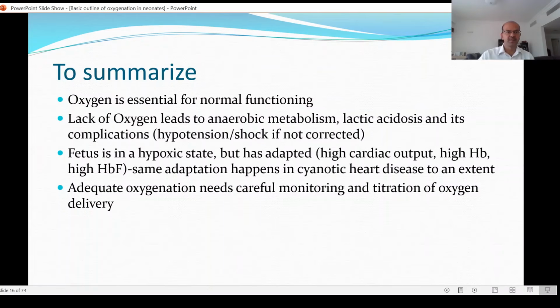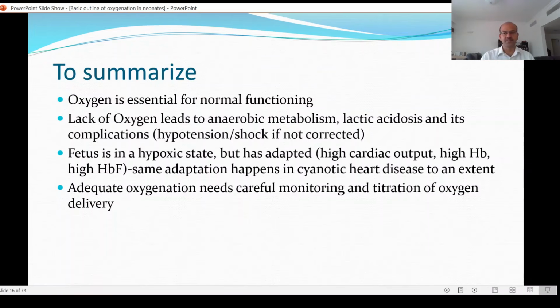The fetus is in a hypoxic state, but it has adapted. So there is a high cardiac output and a high fetal hemoglobin, high hemoglobin as well. And the same adaptation can happen in cyanotic heart disease to an extent where even after birth, the baby's metabolic processes have stayed in the relatively hypoxic state, as the baby has never seen a high PaO2 content.